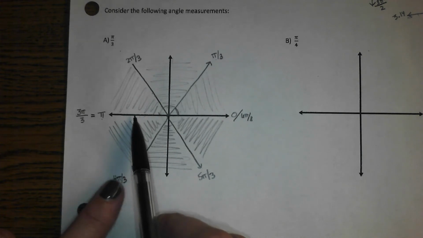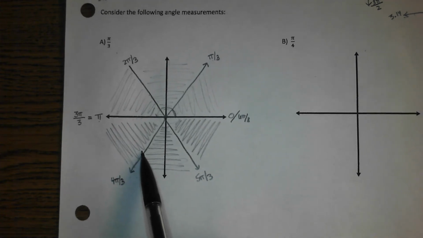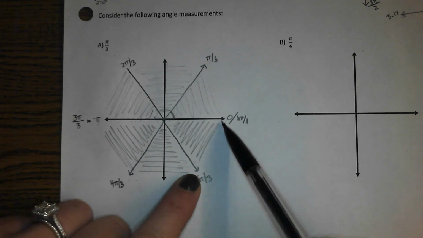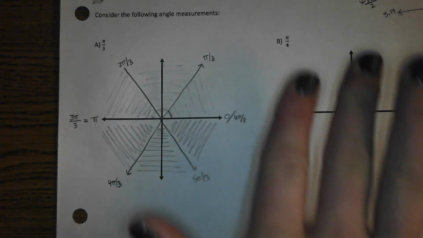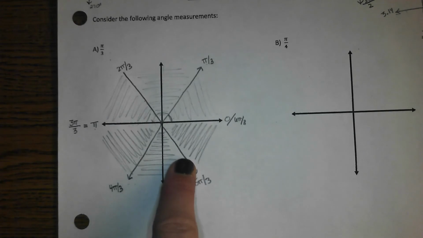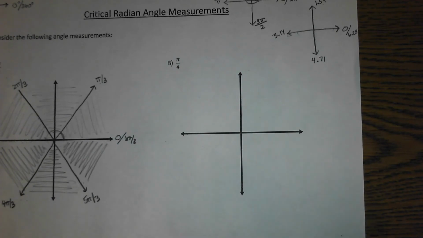What's the difference between a 3 pi over 3 and a 4 pi over 3? Pi over 3. And then from 5 pi over 3 to 6 pi over 3, the reference angle is also a pi over 3. So these are all 4 different angles, but they're all in the pi over 3 family, and therefore they all have a pi over 3 reference angle. Do you follow that? Okay, let's look at pi over 4.